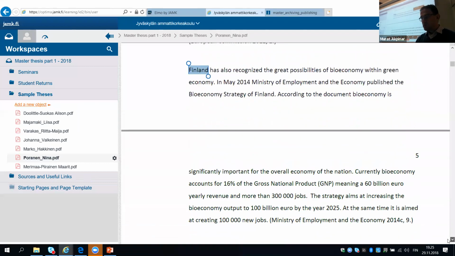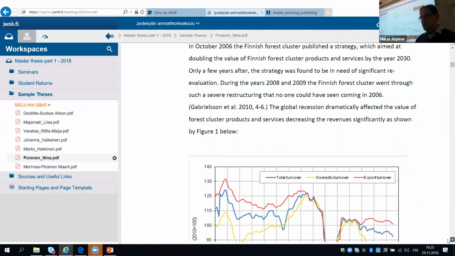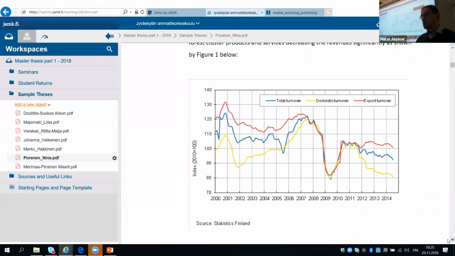So we go down. So this is the good flow that I would recommend for all the introduction chapters. Start from general and come down to the more specific, to the context that you will be looking at.